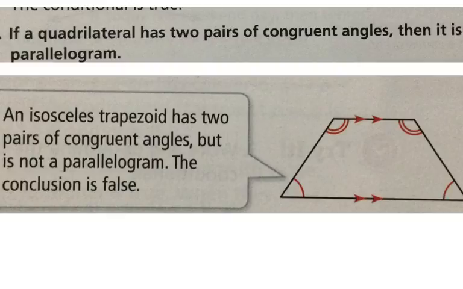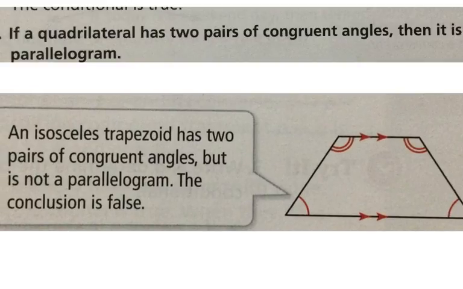So quadrilateral means something with 4 sides and has 2 pairs of congruent angles. Then it is a parallelogram. All right, well, right here is an example where I have 2 pairs of congruent angles. The top angles are congruent to each other. The bottom angles are congruent to each other. So because I have 2 pairs of congruent angles, and this is not a parallelogram, what is this?